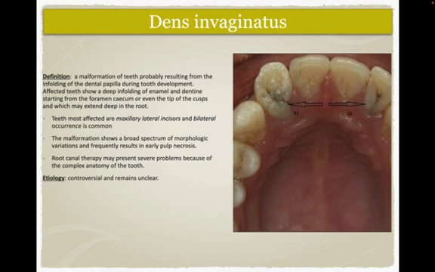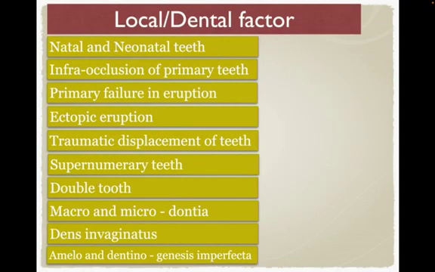Then we're going to talk about dens invaginatus, which is basically a malformation of the tooth resulting from the folding of the dental papilla during tooth development. So basically, during tooth development, the enamel will fold inside, and there will be an area of food trapment, so we're going to have maybe caries. Sometimes that will communicate with the pulp chamber, causing necrosis of the pulp.